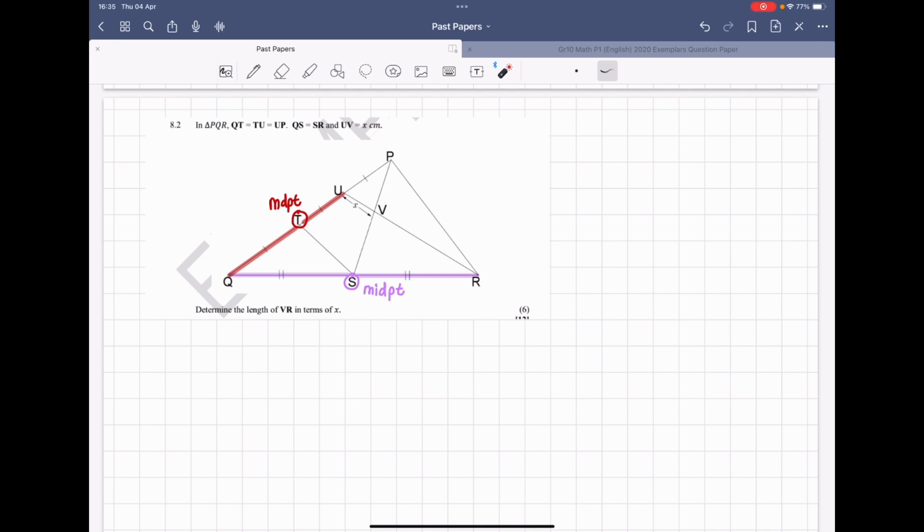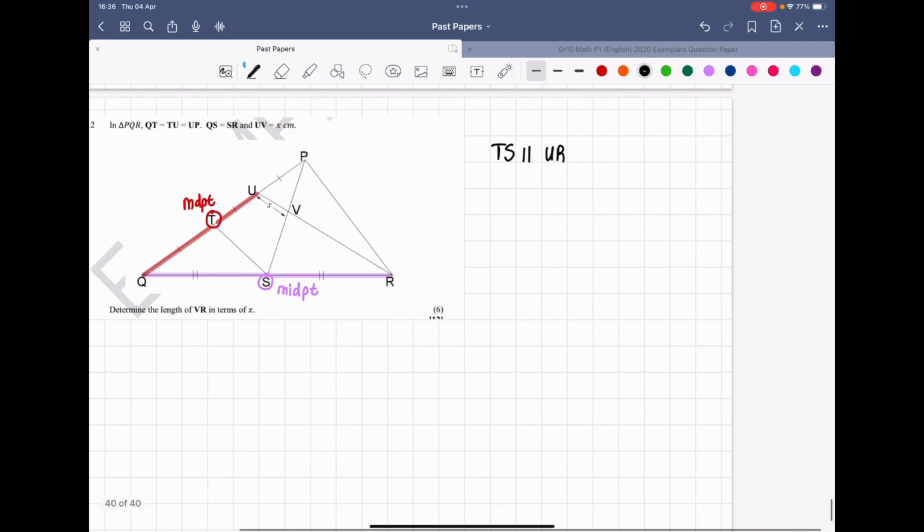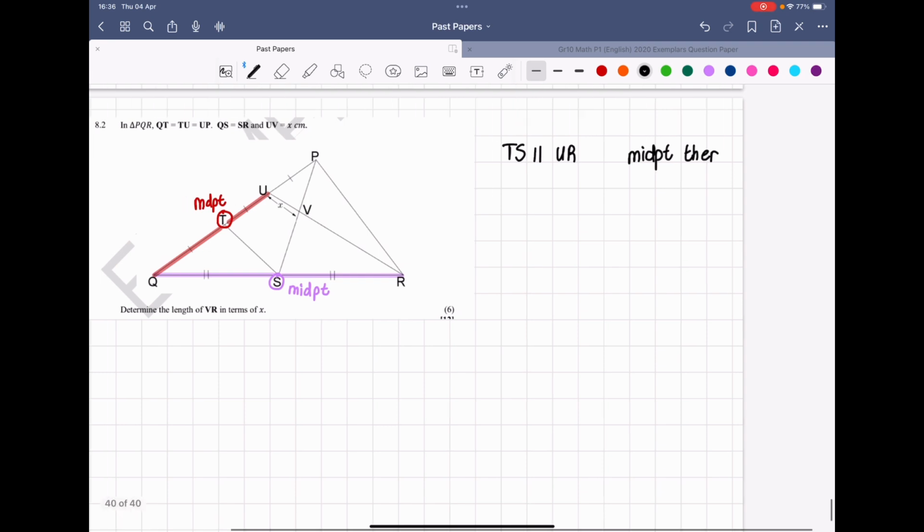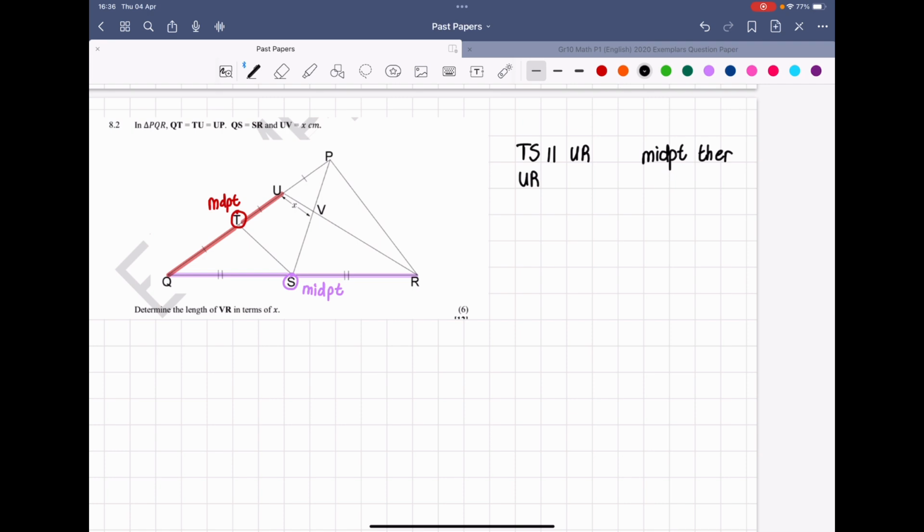And indeed, I've got this line, TS, that is joining two sides of the triangle at the midpoints S and T, which means that this third side of the triangle is going to be parallel to this line TS, and it also means that this side UR is going to be twice the length of this line TS that's joining the midpoints. So I can first say that TS is parallel to UR, and that is because of the midpoint theorem. And for the same reason, I can say that UR is equal to 2 times TS, midpoint theorem again.